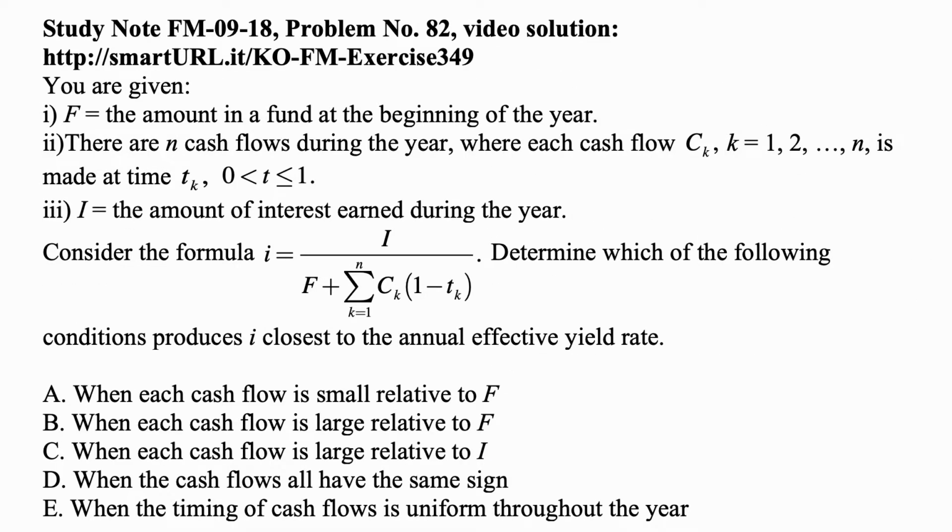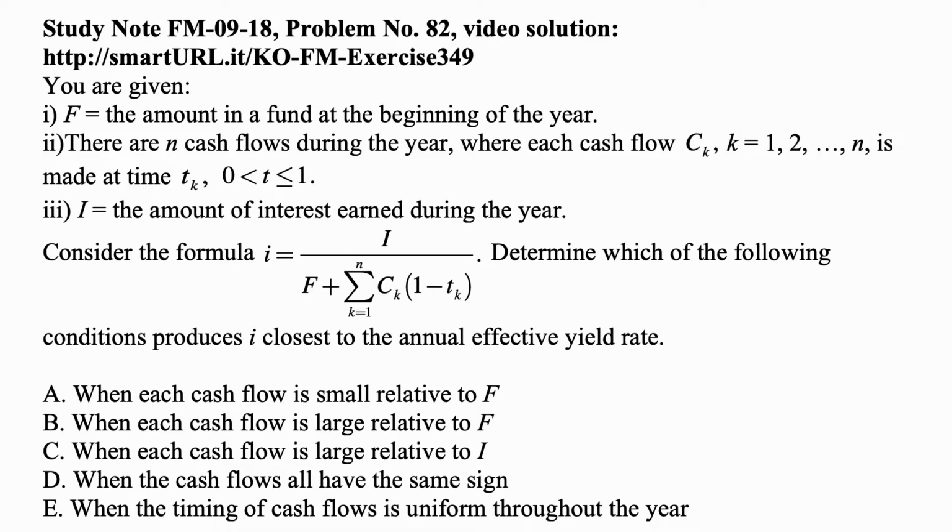Here's the problem for today. For exam FM, you are given that F is the amount in the fund at the beginning of the year. There are n cash flows during the year, where each cash flow C sub k, for k equal 1 through n, is made at time t sub k, for t between 0 and 1. And I is the amount of interest earned during the year. Consider the formula: lowercase i is equal to big I divided by F plus the sum from k equal 1 to n of C sub k times (1 minus t sub k). Determine which of the following conditions produces i closest to the annual effective yield rate.